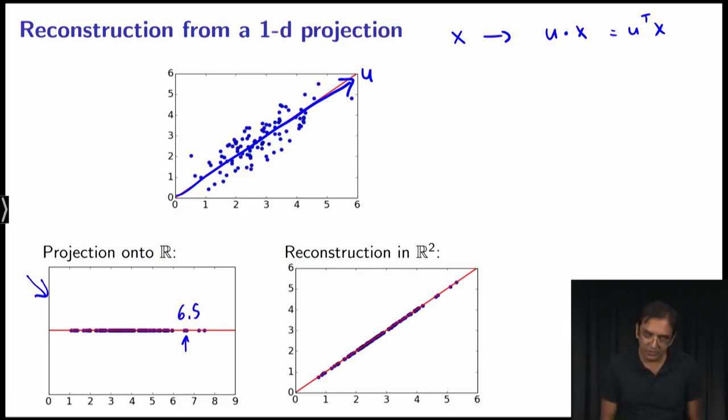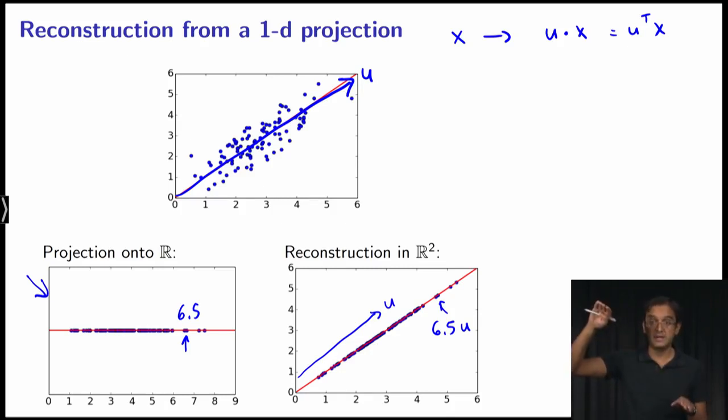Well, this is what we do. We just say, move 6.5 units in the direction U. And so we find this point over here, which is 6.5 times U. U is a 2D vector, and so this gives us a point in 2D space. In this way, we take those one-dimensional projections and map them back up into 2D. Now, all these reconstructions happen to lie along this line, but they are points in 2-dimensional space.